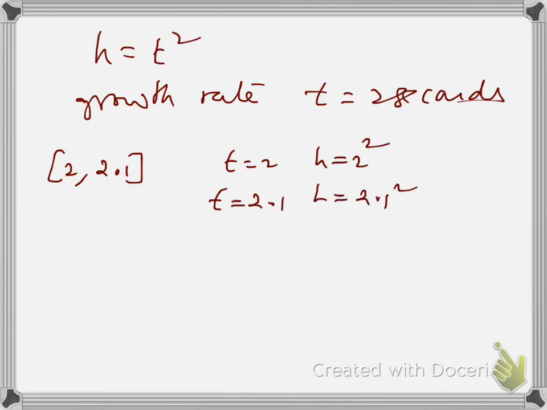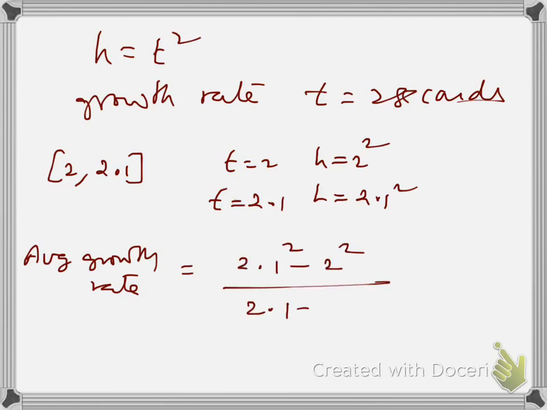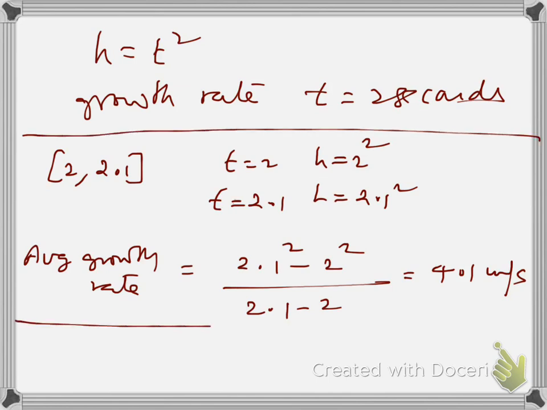So average growth rate is given by change in height, 2.1 square, final height, minus 2 square, by change in time. In the numerator you can simplify a square minus b square: you can write a plus b into a minus b. That a minus b cancels with the denominator. So ultimately you will be left with 4.1 meters per second, because the numerator is measured in meters and the denominator in seconds. So this is the average growth rate from 2 to 2.1 that I got.